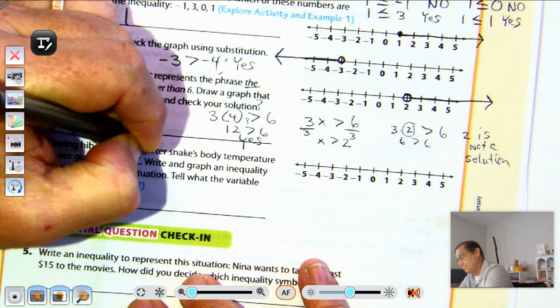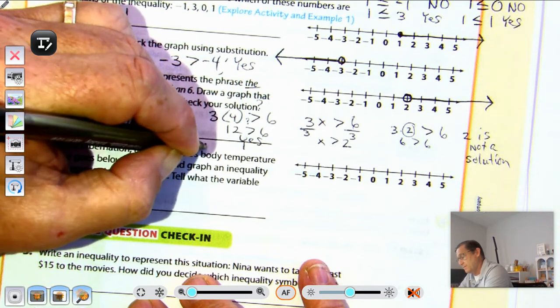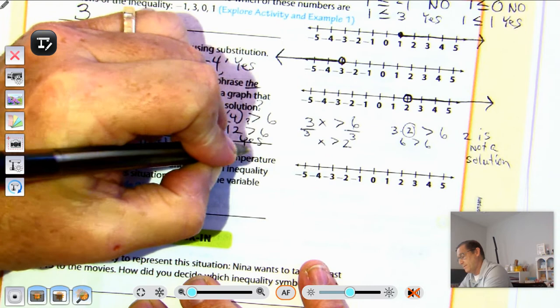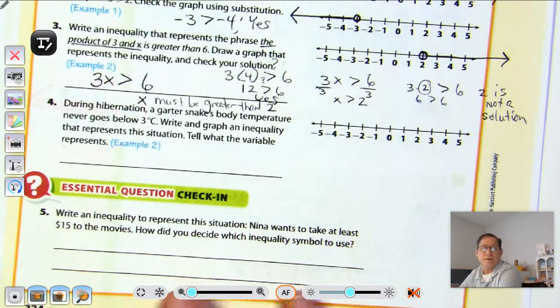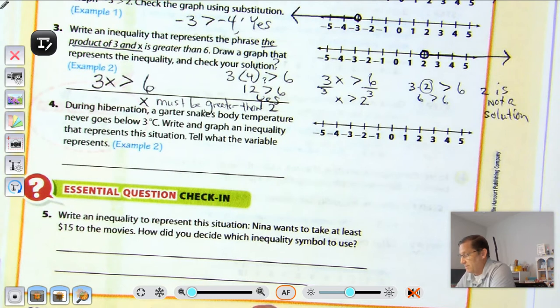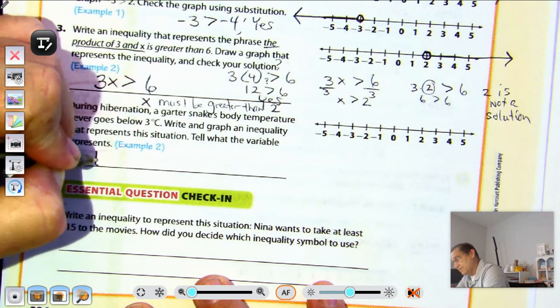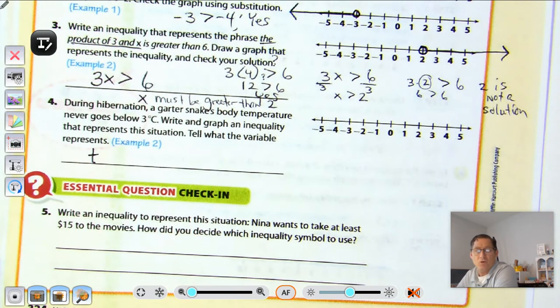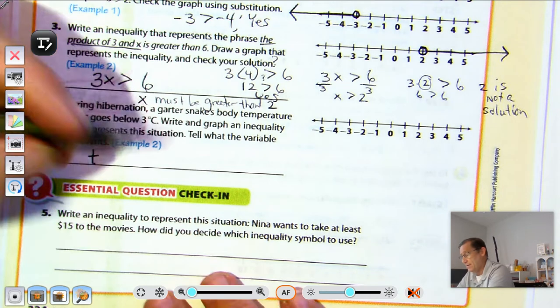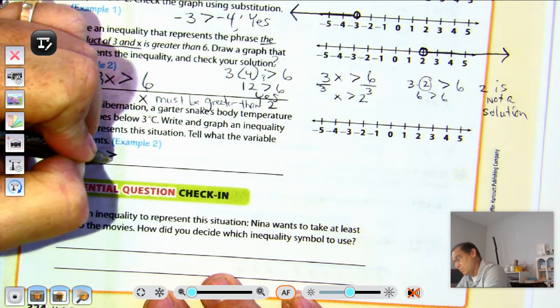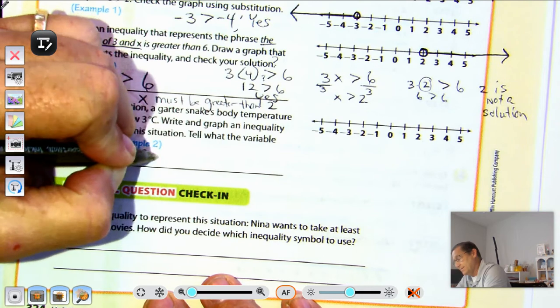X must be greater than 2. All right, number 4. During hibernation, a garter snake's body temperature never goes below 3 degrees Celsius. Write and graph an inequality that represents this situation and tell what the variable represents. All right, so we have this garter snake. Its temperature never goes below 3 degrees Celsius. So it could be 3 degrees Celsius, right? But it can't go below it. So T has to be greater than or equal to 3 degrees Celsius.